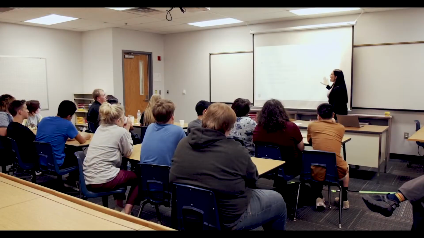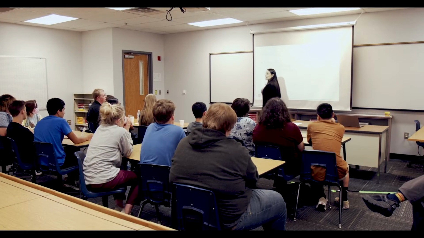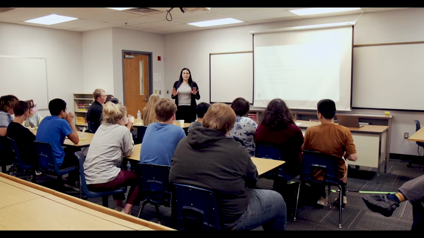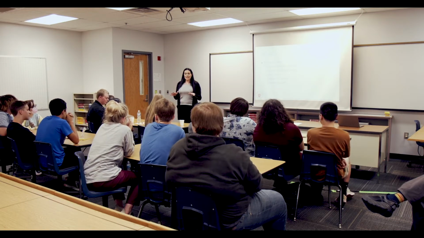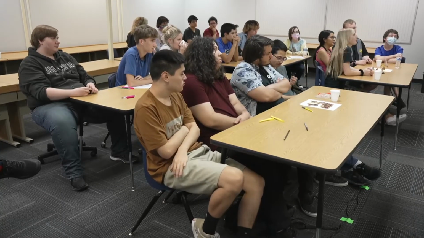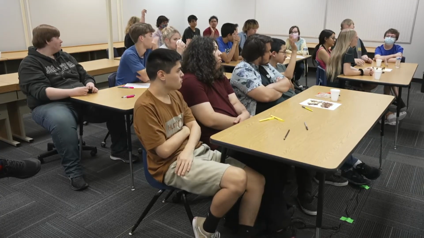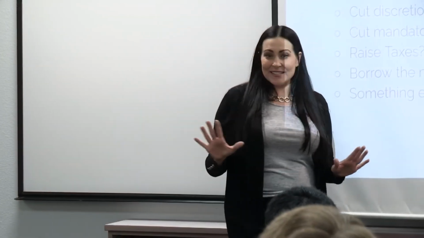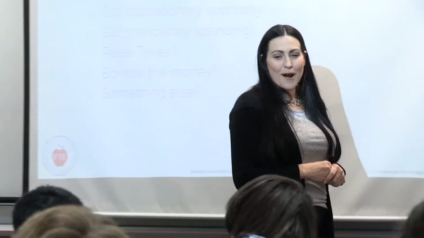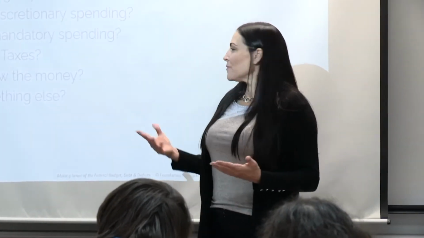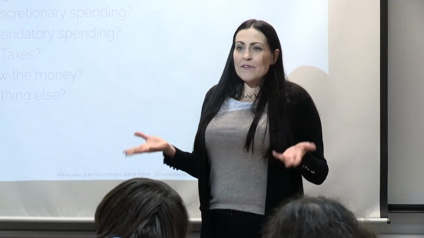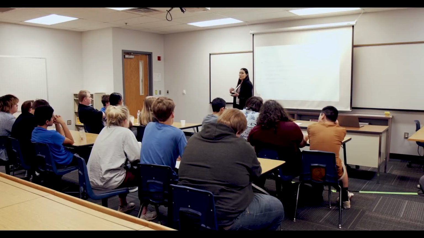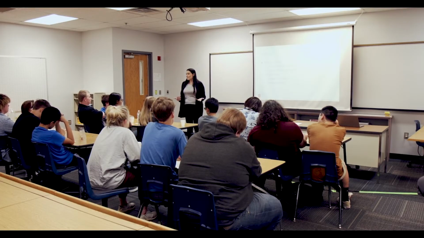Debrief by asking groups to raise their hands if they chose to cut discretionary spending or mandatory spending. Ask if any of the groups chose to raise taxes or borrow the money, and find out if they had any other creative solutions. And then ask them what the opportunity costs of those choices might have been. But the big takeaway I want you to realize here is that even government officials face opportunity costs when they're making decisions about where we spend the money and how we allocate the money.